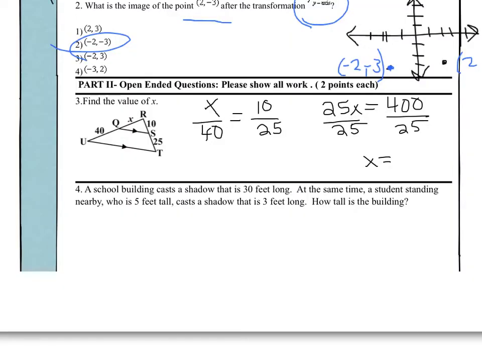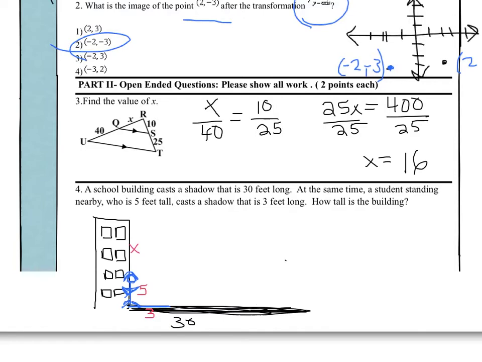So for number 3, we're looking for the value of x. And if we set up a proportion here using the proportionality theorem, if x over 40 is equal to 10 over 25, and we cross multiply, we're going to end up with x equals 16.